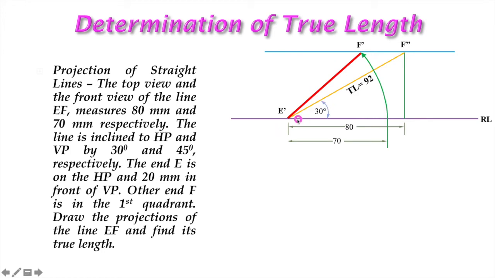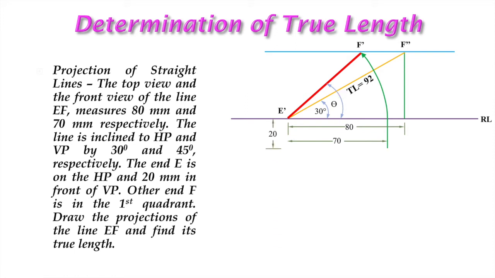So E dashed F dashed is the front view of the line, where the length is given as 70 mm. Why is it 70? Because the arc length was taken as 70. What is the inclination of the front view with respect to the HP? That is theta. The actual inclination of the line is 30, but the projected view inclination is unknown, and we have to determine it. So use a protractor and measure it.